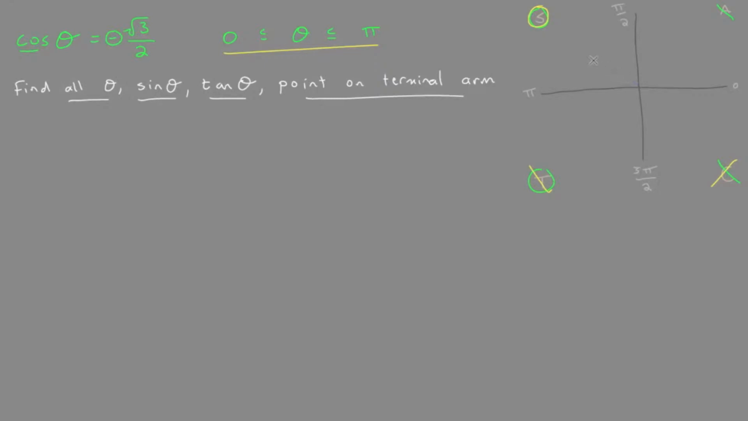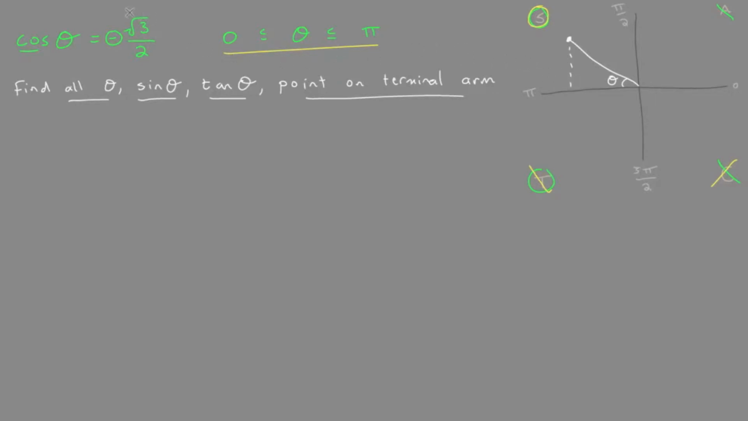So let's draw our terminal arm. Terminal arms always have a length of 1, but we're going to get to that in a minute. First, we put our angle theta, the acute angle or the reflex angle, always with the x-axis.